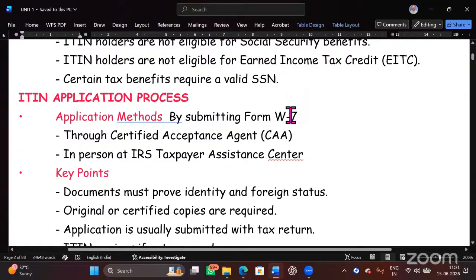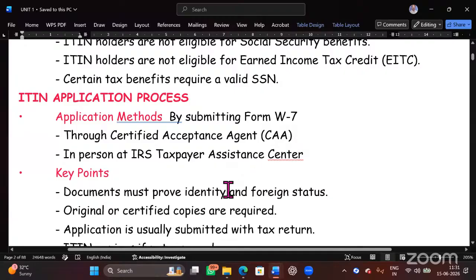Form number W7 is an important form. How to get that number? We have two important channels. One is CAA, Certified Acceptance Agents. Some authorized agents are appointed by the income tax department to issue ITIN. So if any person wants to get the number, the W7 form can be handed over to that agent. Through that agent, you can get that number.